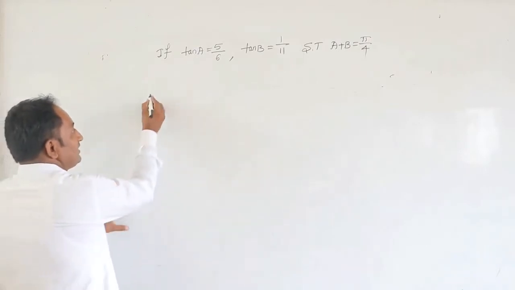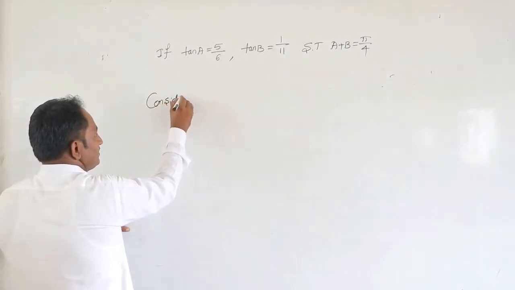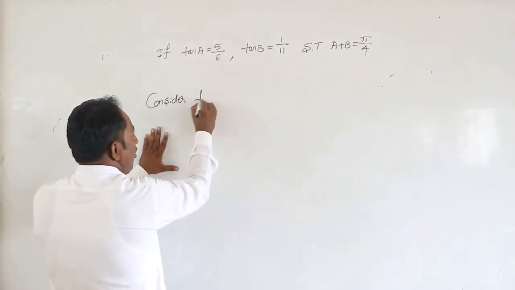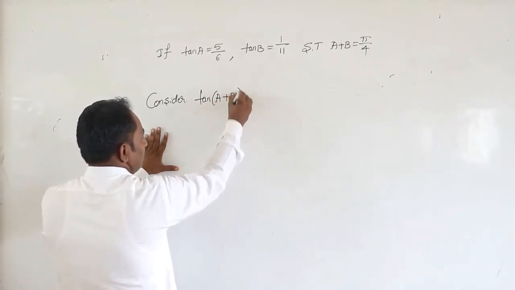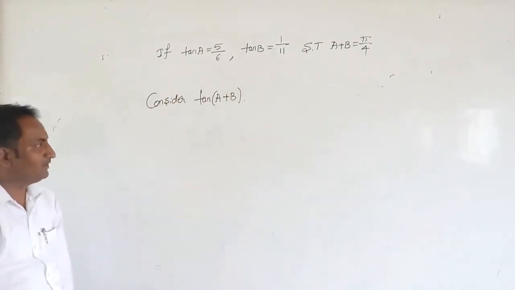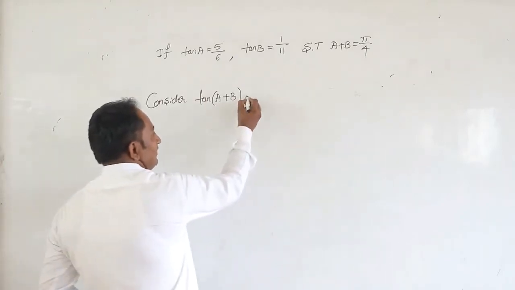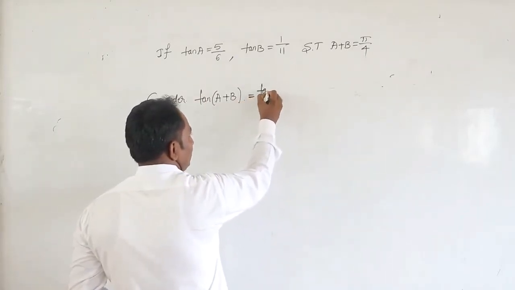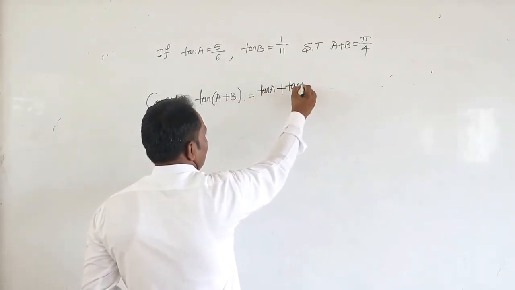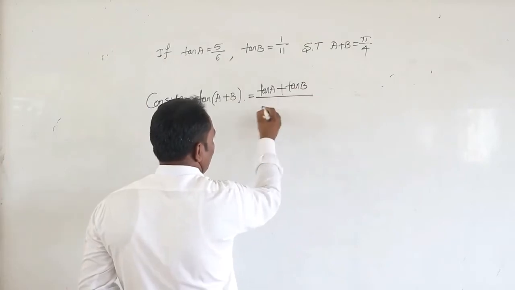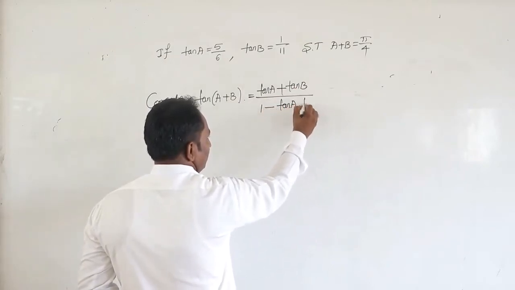Then we can consider tan of a plus b. We know that the result, tan of a plus b, is equal to tan a plus tan b divided by 1 minus tan a into tan b value.